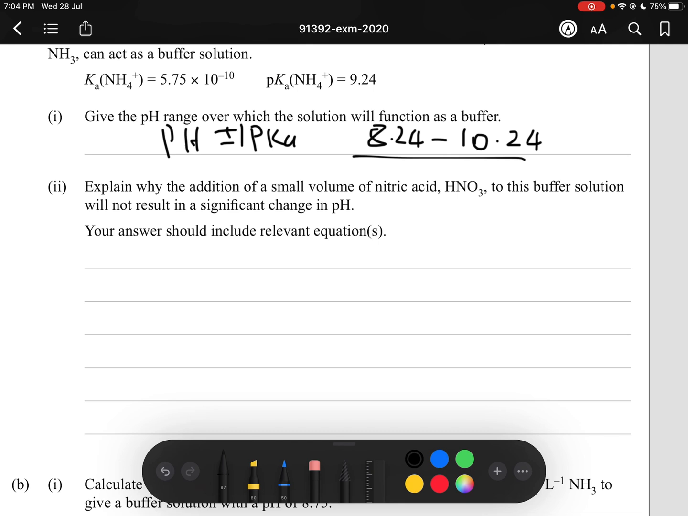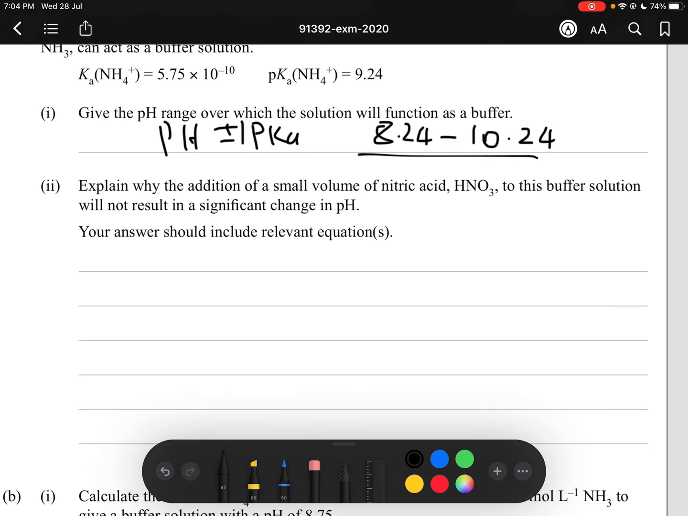Because we know that the pH is a measure of the relative concentration of hydronium, and since some of the hydronium that is produced is going to be reacted with the NH3 to produce more NH4 plus, we know that it's not going to produce a significant change in the pH.